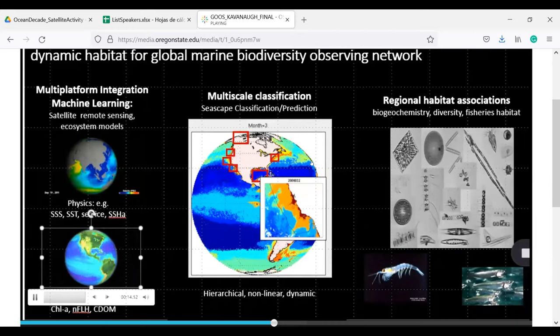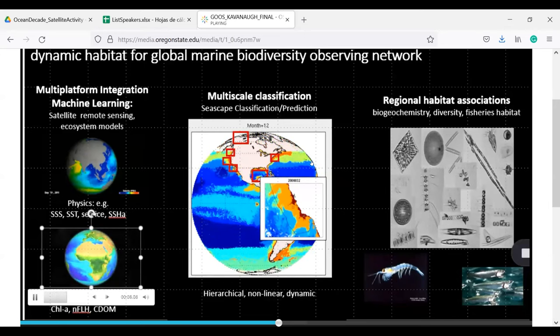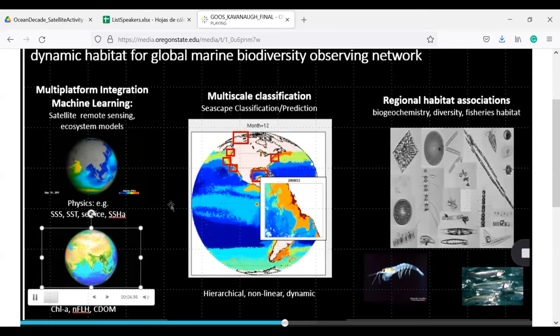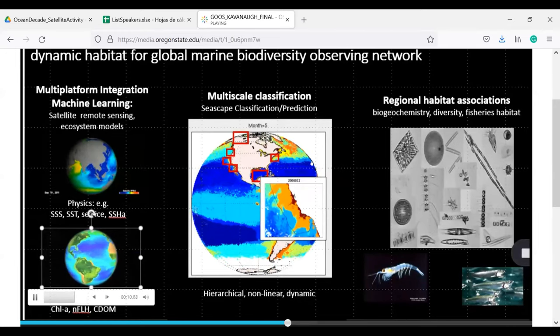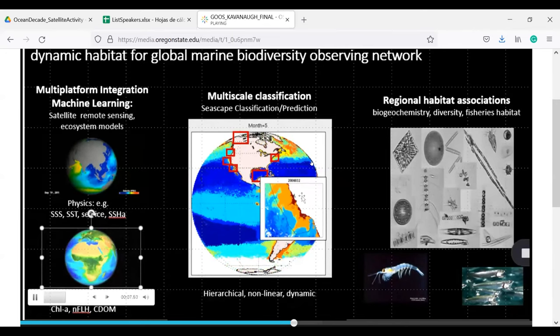A detail of our method is that the method preserves underlying relationships between variables. Thus, the resultant classes, shown in different color patches in the central panel here, represent unique ecological level responses to physical forcing. It's dynamic, importantly, so seascapes can expand, contract, and move with the motion of the water. Our classification is hierarchical, so seascapes are classified on both global and regional scales. And then at the regional to local scales, we collaborate with partners to survey and census multi-trophic level community composition, but also to investigate patterns of biogeochemistry and habitat occupancy.